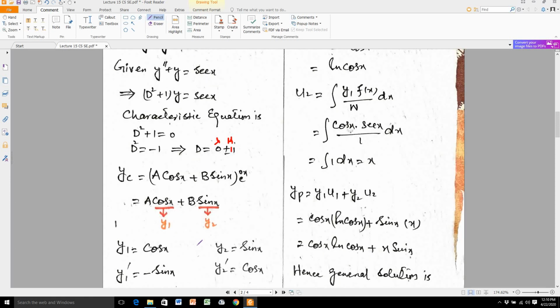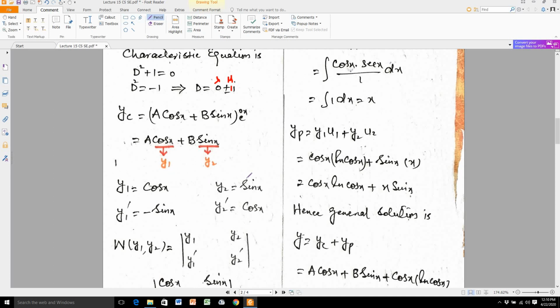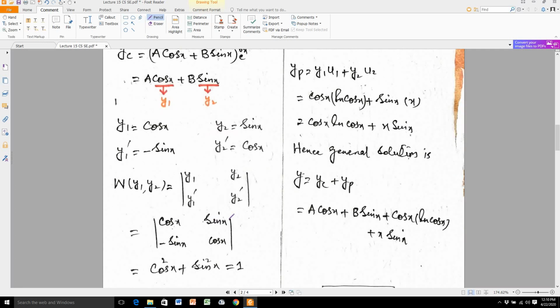Now we take the value of y1, that is cos of x, and y2 is equal to sin of x. Now we take their respective derivatives. Y1 prime is equal to minus sin of x and y2 prime is equal to cos of x. Now we move towards the calculation of the Wronskian. Here Wronskian is equal to the determinant of y1, y2, y1 prime and y2 prime. Now I substitute their respective values. Y1 is equal to cos of x and y2 is equal to sin of x. Y1 prime is equal to minus sin of x and y2 prime is equal to cos of x.